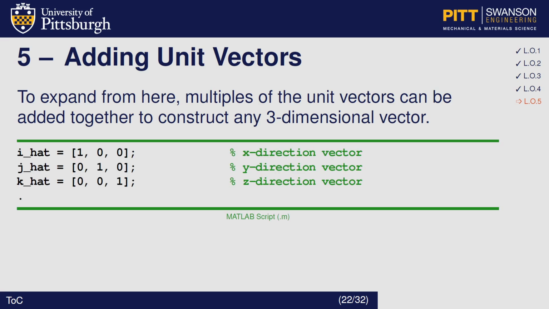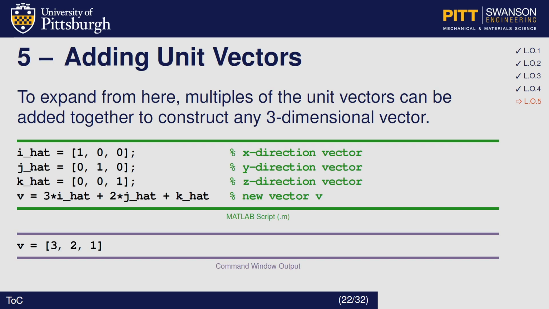Again, we have the three unit vectors, and we can define a new vector v as the sum of 3 times i hat, 2 times j hat, and 1 times k hat for an arbitrary choice. This defines vector v to be the vector [3, 2, 1].